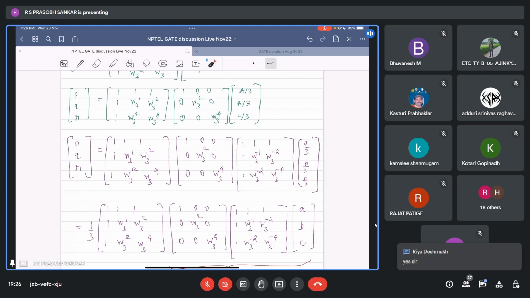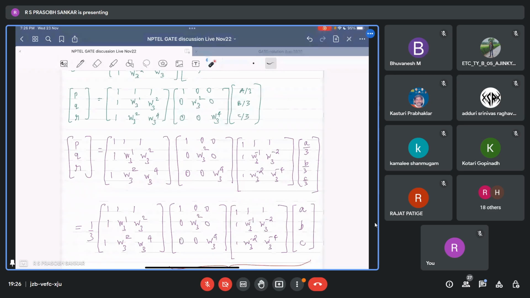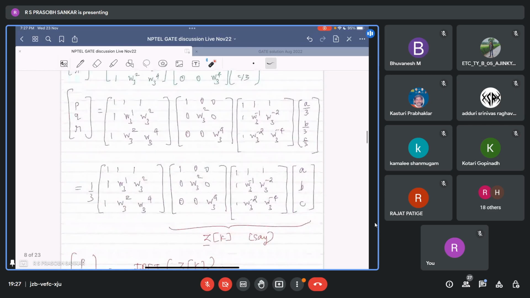Now, in this question, we can do that actually, because all these matrices are 3 cross 3. So multiplying these matrices won't take that much time. But still, there is an easier way to solve this question if we know the properties of DFT. So how is that? Let us see. If at any point of time you're not able to follow, please interrupt and let me know.